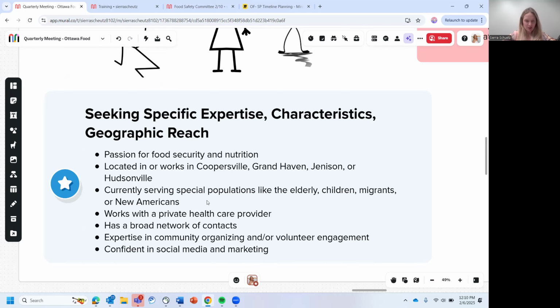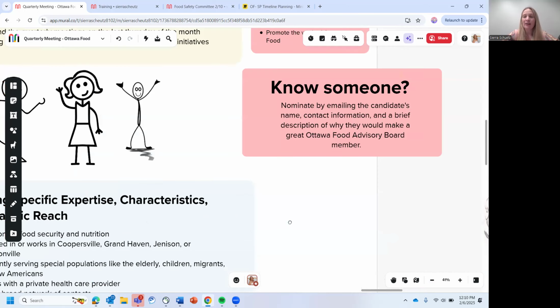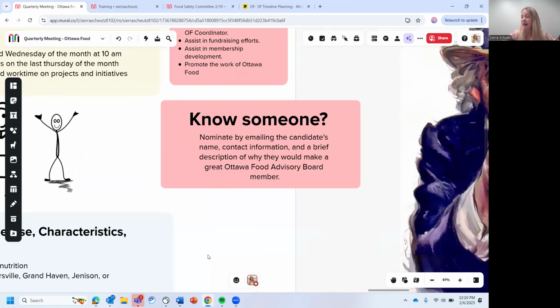And we would really value someone who has expertise in community organizing and volunteer engagement, or somebody who is really confident in social media and marketing. So if you know someone, you can nominate them by emailing me their name, contact information, and a brief description on why you think they would make a great Ottawa Food Advisory Board member. So please do that.